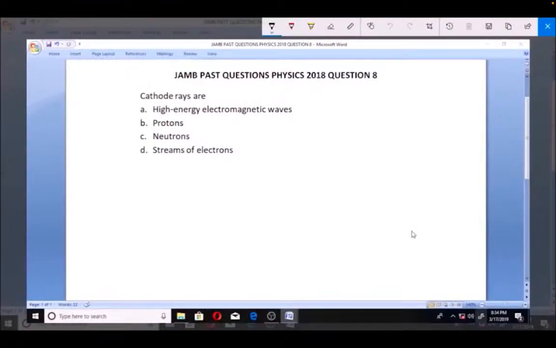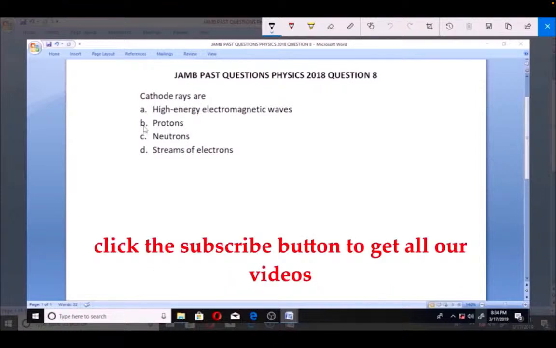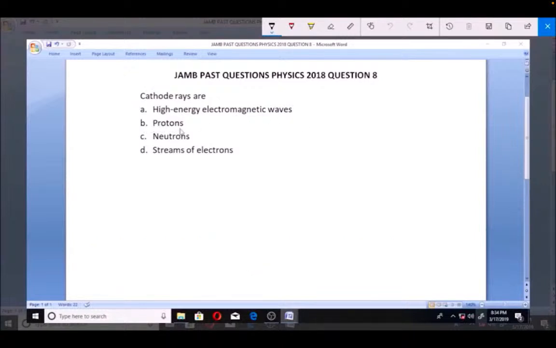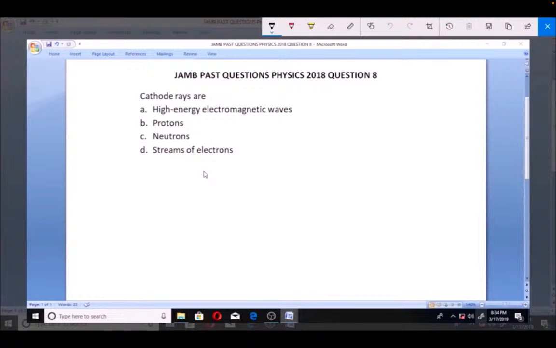Okay, now let's look at this JAMB past questions physics 2018, question number 8. Cathode rays are A. High energy electromagnetic waves, B. Protons, C. Neutrons, D. Streams of electrons. So what are cathode rays? Are they high energy electromagnetic waves, protons, neutrons, or streams of electrons?